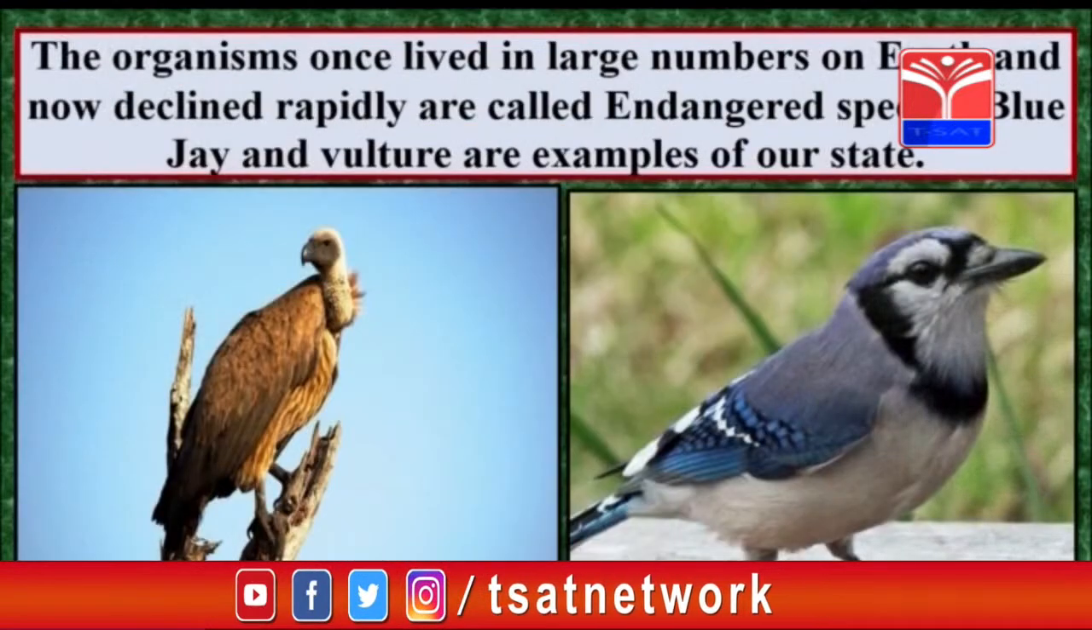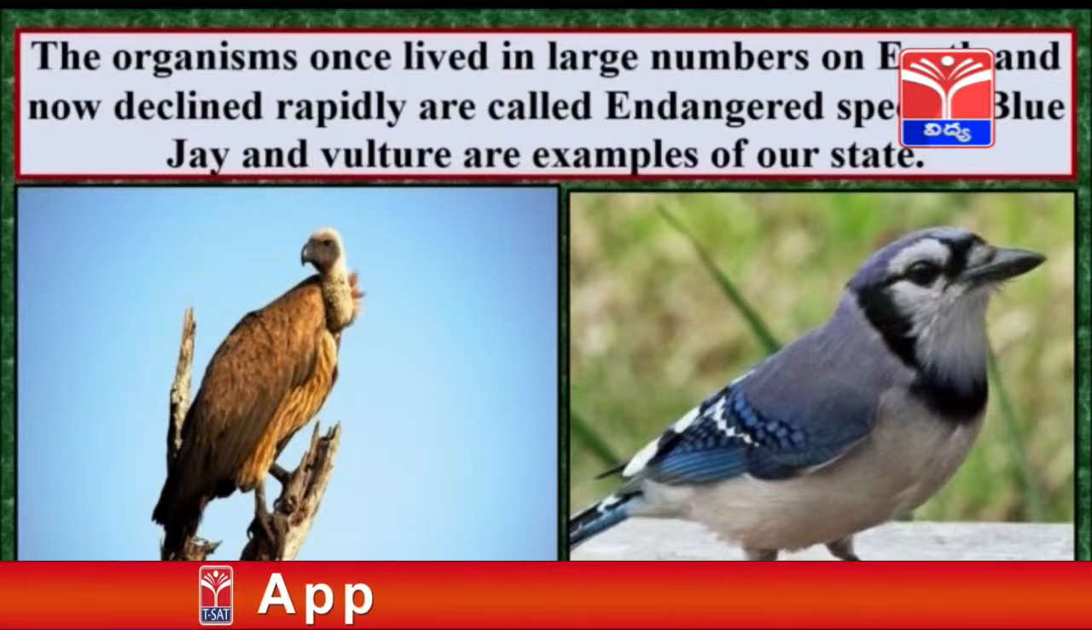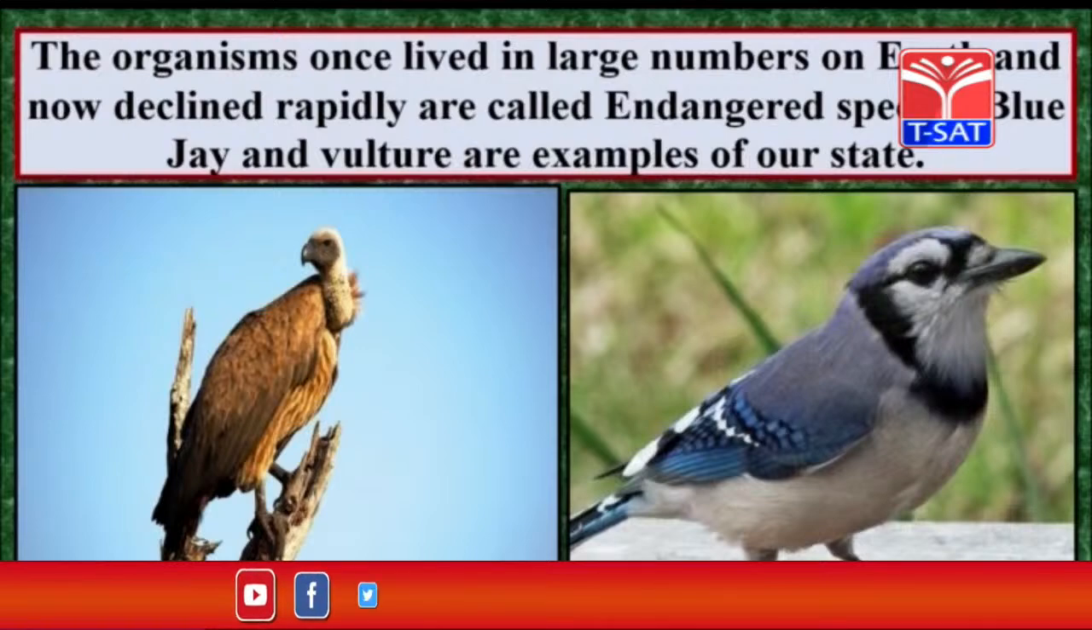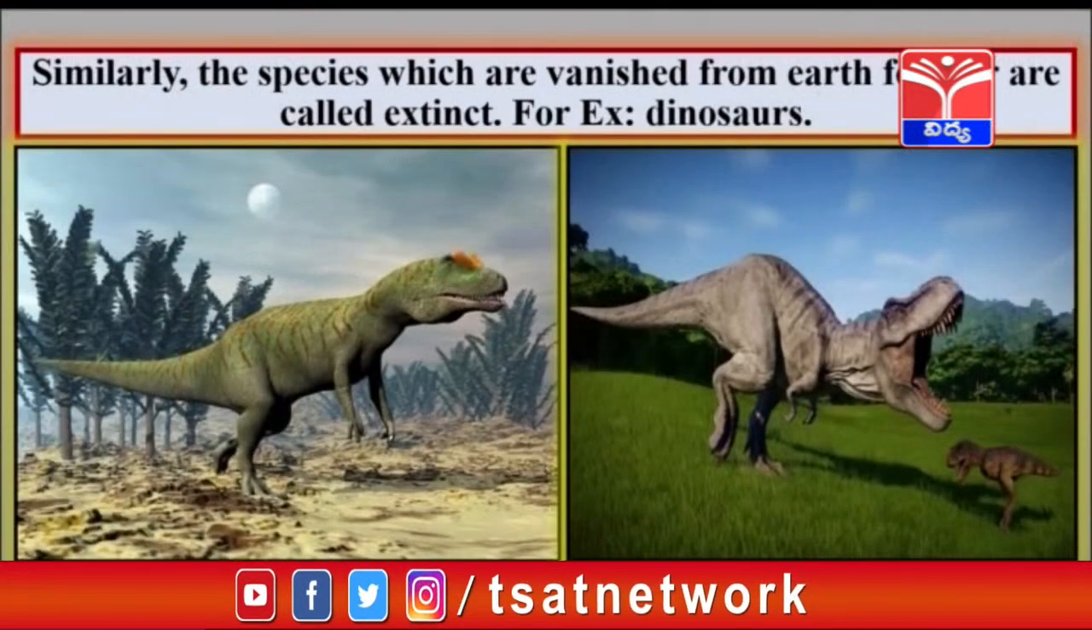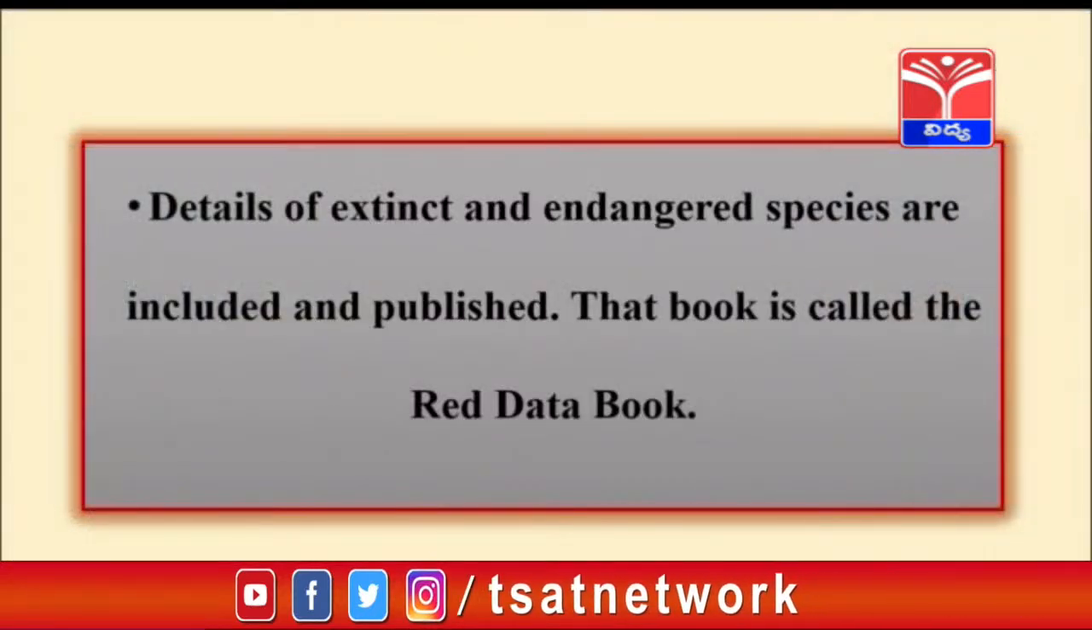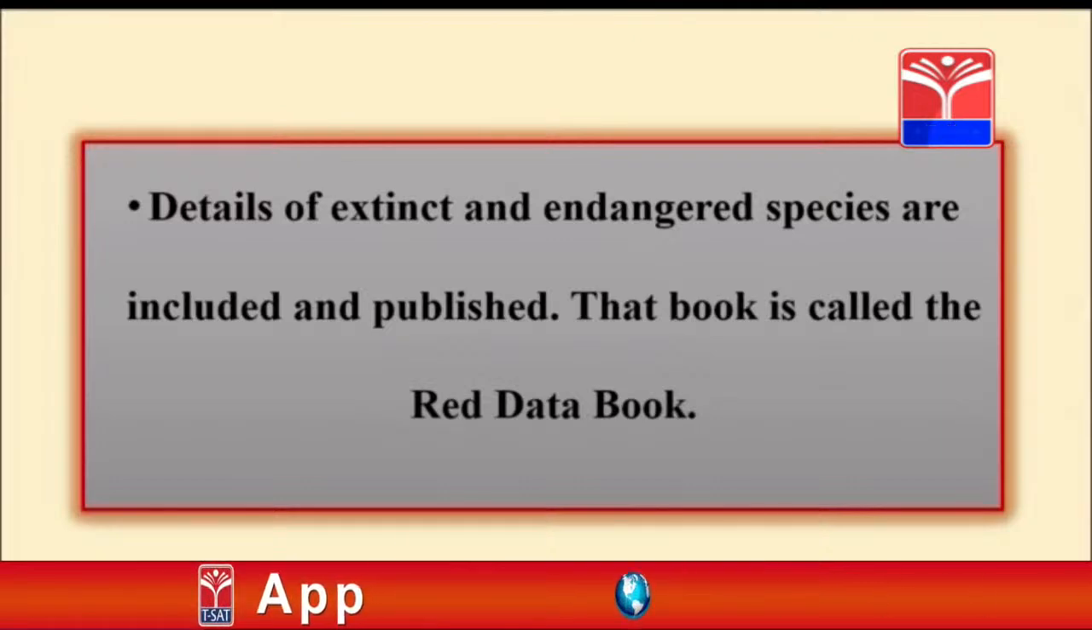The organisms that once lived in large numbers on earth and have now declined rapidly are called endangered species. Blue jay and vulture are examples in our state. Similarly, the species which have vanished from earth forever are called extinct. For example, dinosaurs. Dinosaurs are extinct species. That means they lived on earth once upon a time, but there are no more. Details of extinct and endangered species are included and published in a book called the Red Data Book.